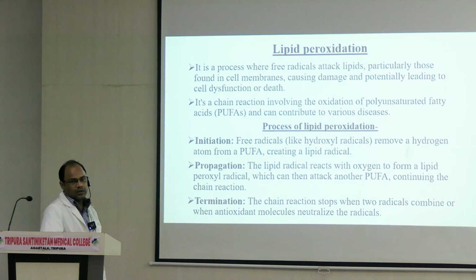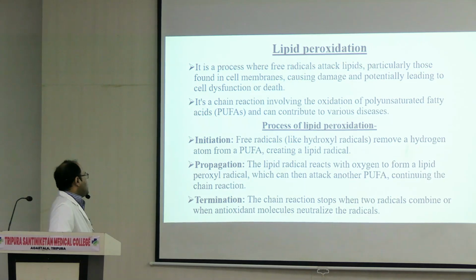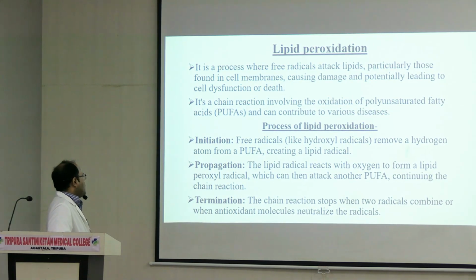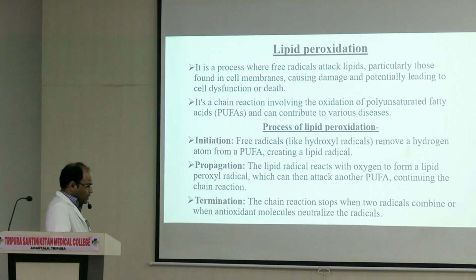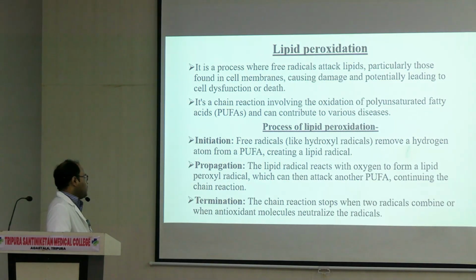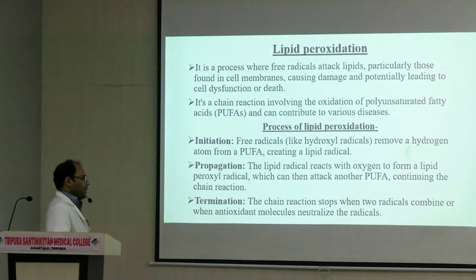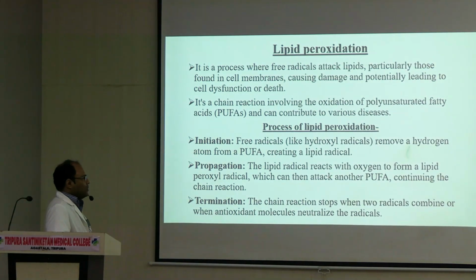Lipid peroxidation, another short note. It has 3 phases. First one is initiation, next is propagation, next is termination. What is initiation? Free radicals like the hydroxyl radical remove a hydrogen atom from PUFA, creating a lipid radical. This is called initiation. Next, propagation. This lipid free radical reacts with oxygen to form a lipid peroxyl radical, which can then attack another PUFA.